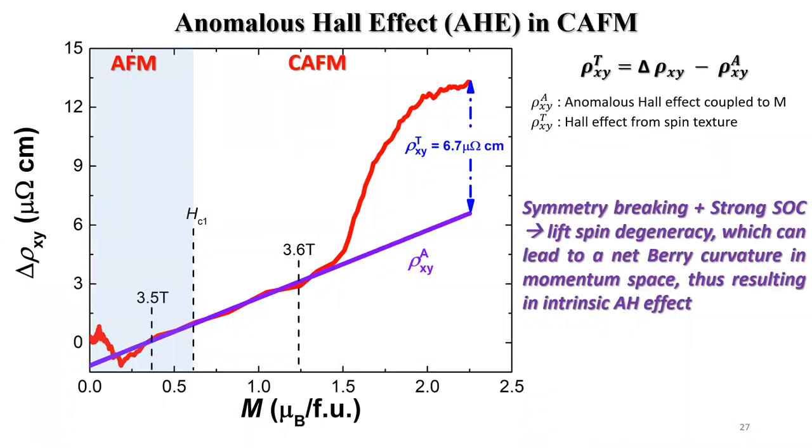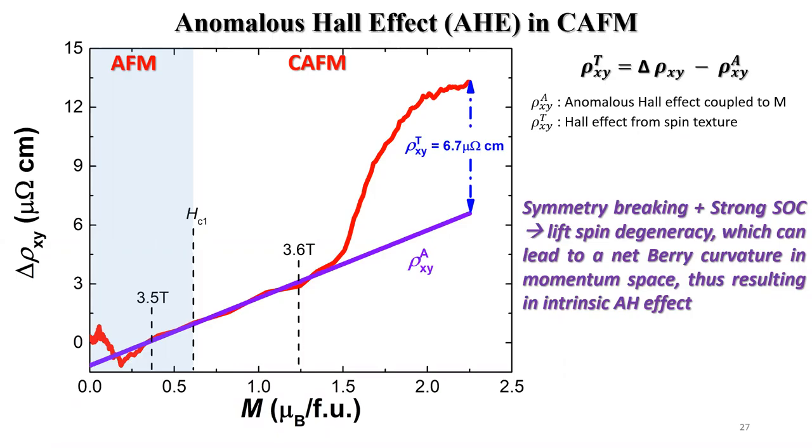These magnetizations are measured from our magnetization SQUID measurements. So in this picture, we can clearly see that if the anomalous Hall effect is coupling to the magnetizations, what we expect is to have a linear line. Okay, but in this case, no. We observe a hump here. It's about 6.7 micro ohm centimeter. It's very big.